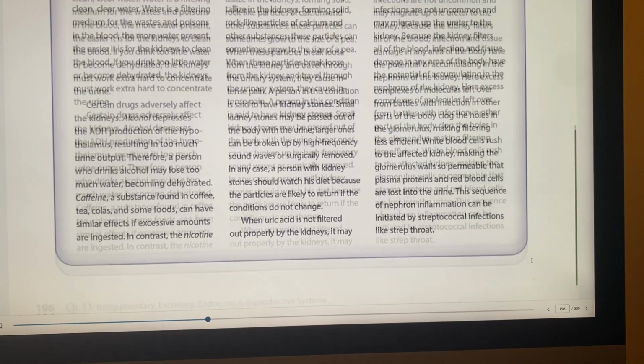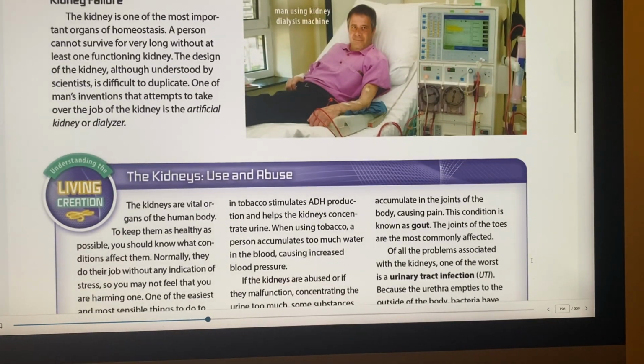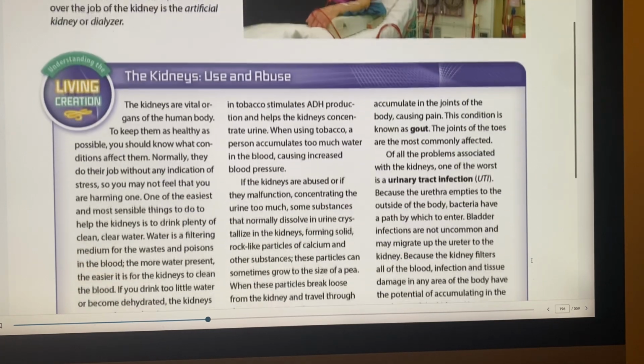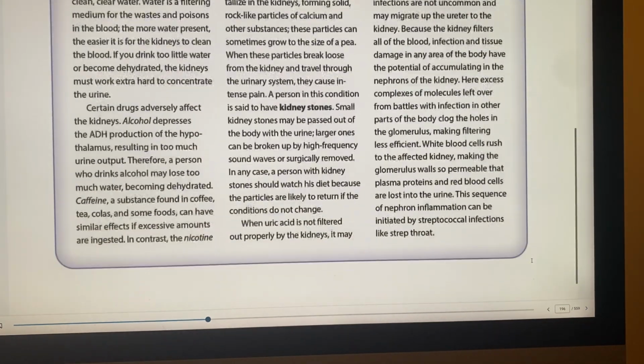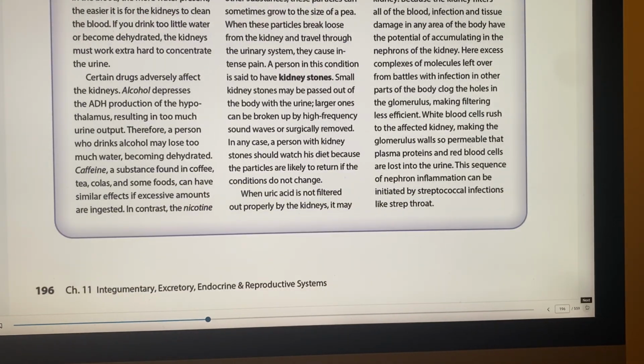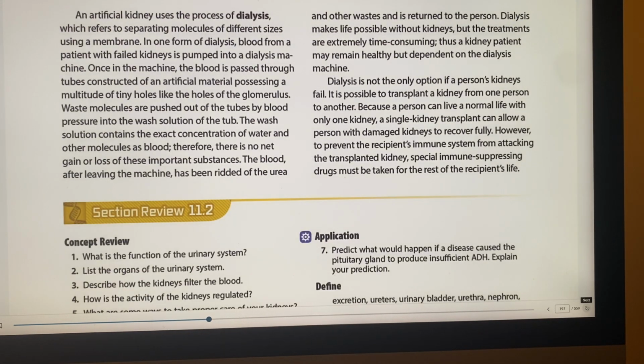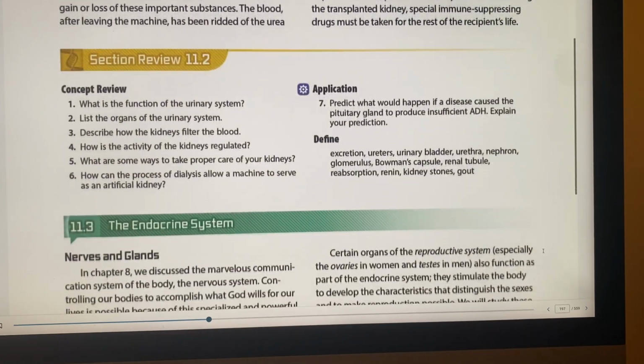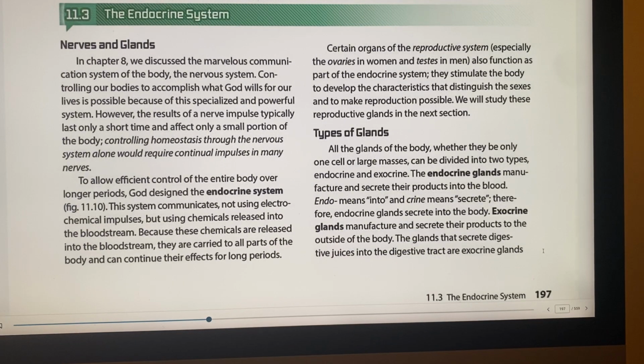We always have to end with the diseases, don't we? But what an amazing process God has given us for our excretory system and our kidneys, which are the main part. We talked about dialysis here, so I'm not going to get into that, but that's it. And we're going to go on to the next thing, which would be the endocrine system.